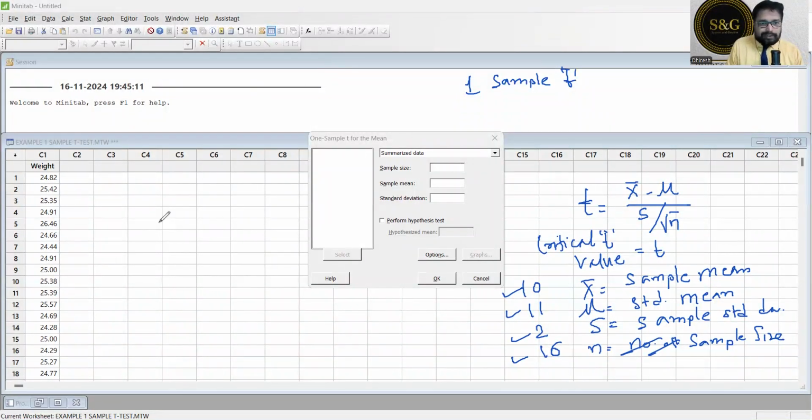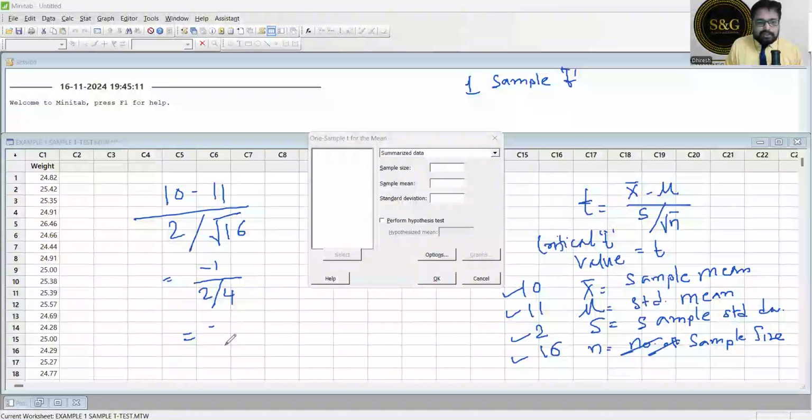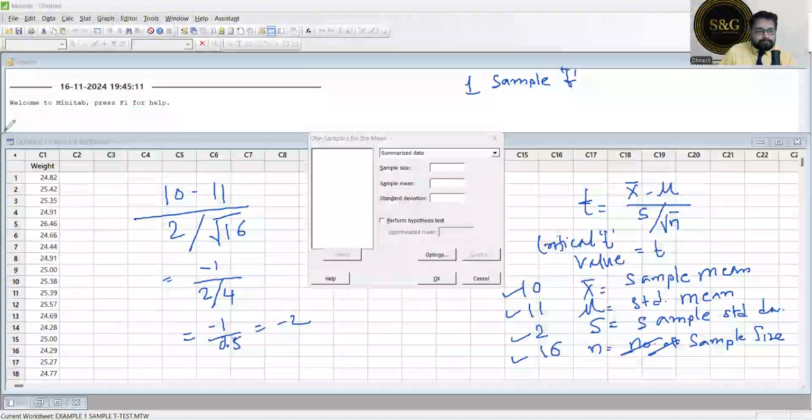So X bar is equal to 10, minus mu is equal to 11, divided by standard deviation is equal to 2, divided by square root of 16. So square root of 16 is 4, right? So it is equal to -1 divided by 2. So it is equal to -1 divided by 0.5, which is equal to -2. It should be -2. Super, super. -2. Correct.